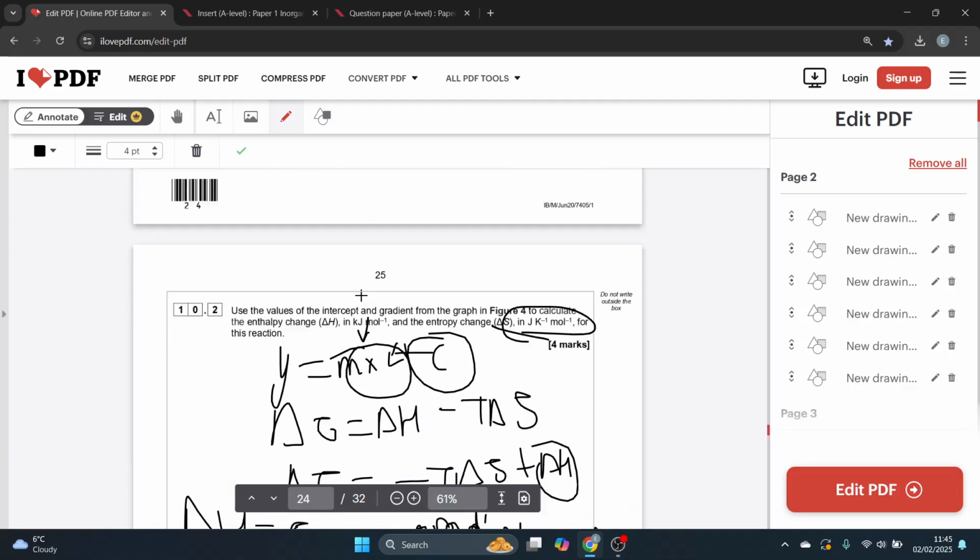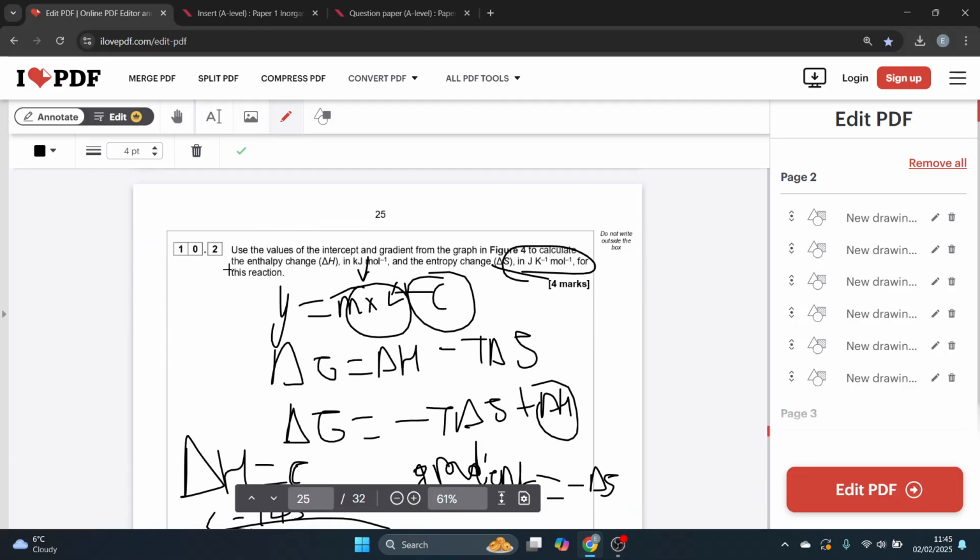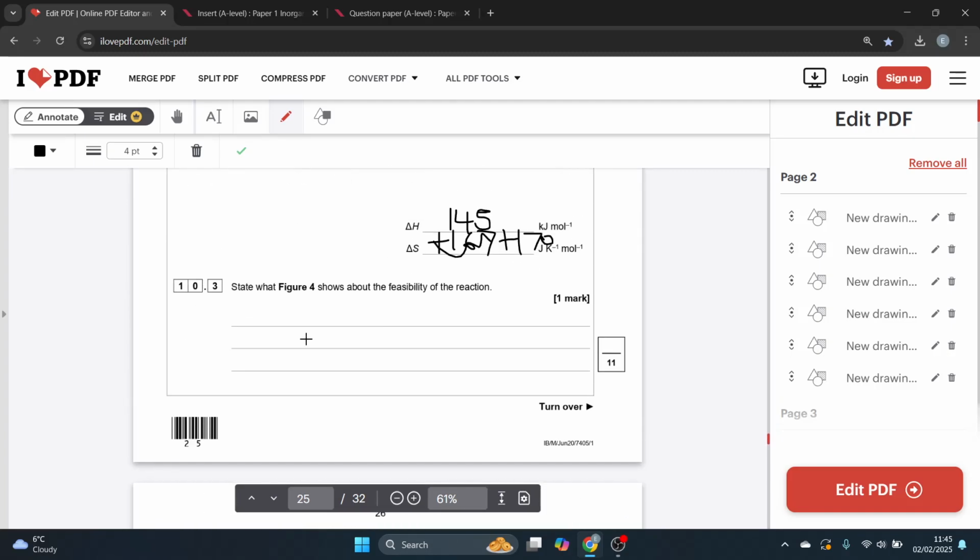So not too complicated. My advice for this kind of graph question, delta G and all of that: y equals mx plus c is a straight line. Compare it to the Gibbs free energy change, and then you can work your way from there. And remember the units, always try to convert delta S.